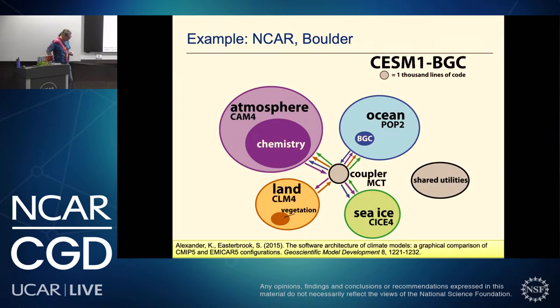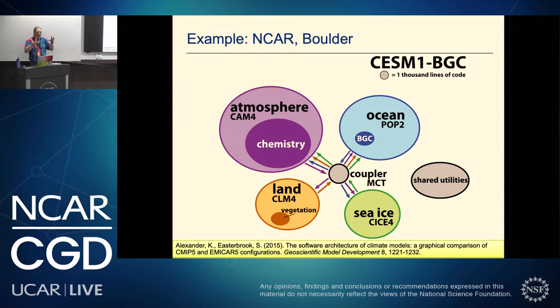One of my students a few years back, a few of you might know Caitlin Alexander, who's now at the British Antarctic Survey as a postdoc. She did an analysis of the software architecture of a whole bunch of the models. This was during CMIP 5, so maybe a little dated now. But what's the top level software architecture of a climate model?